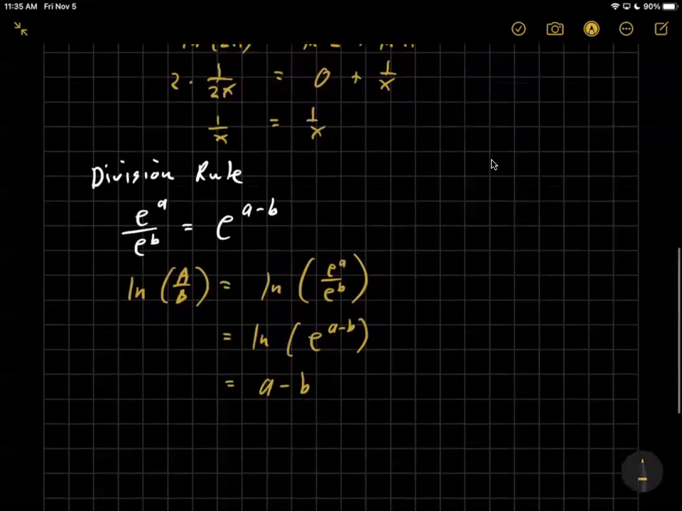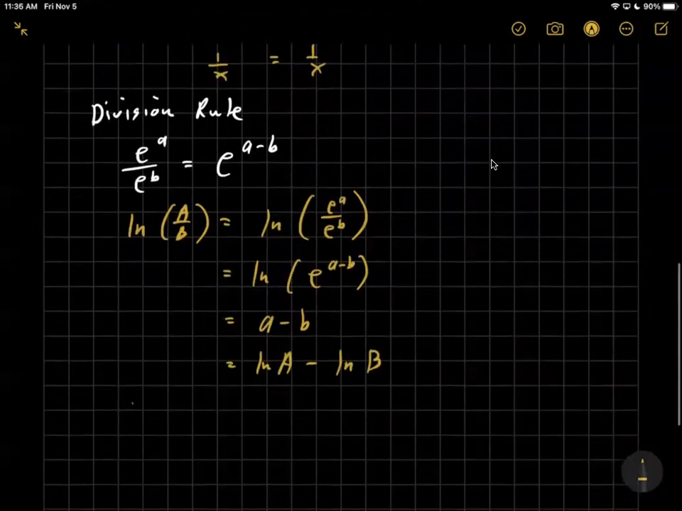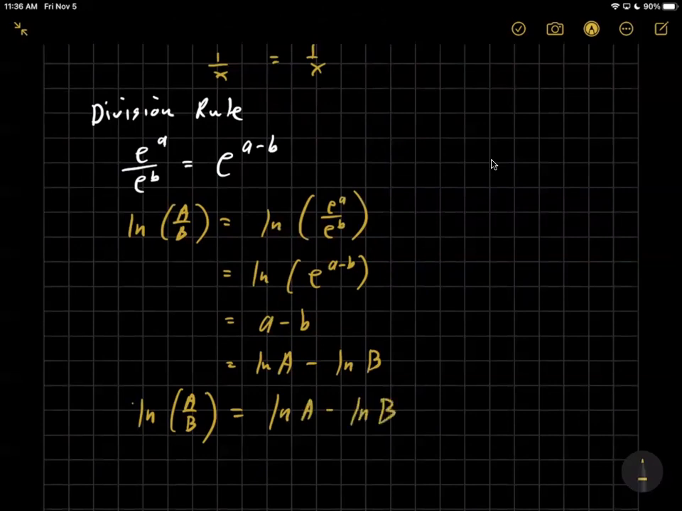And then filling back in, that's the natural log of big A minus the natural log of big B. So if I'm dividing A by B, if I'm taking the log of a quotient, I can say it's the log of the numerator minus the log of the denominator.